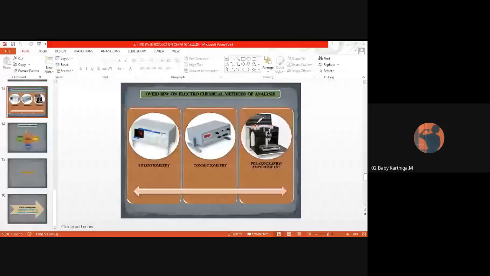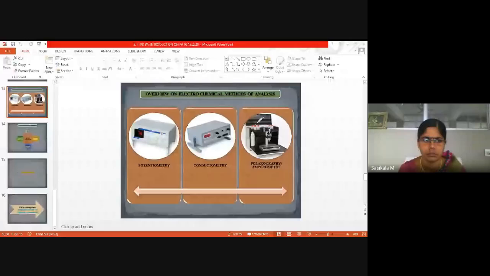Structural elucidation, spectroscopy, miscellaneous.